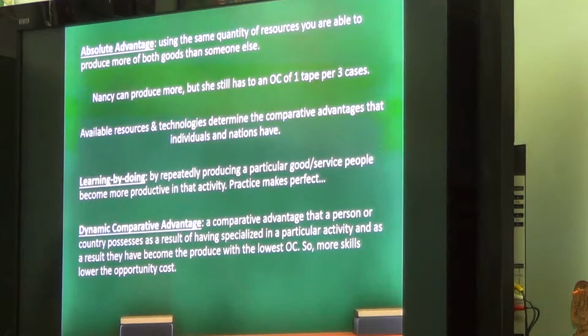Like if you have a machine that can make 75 guitars an hour, whereas before you could only make 25, your frontier has expanded, right?